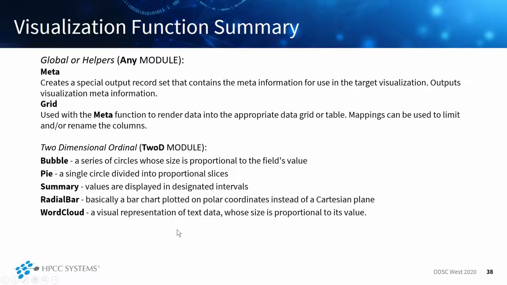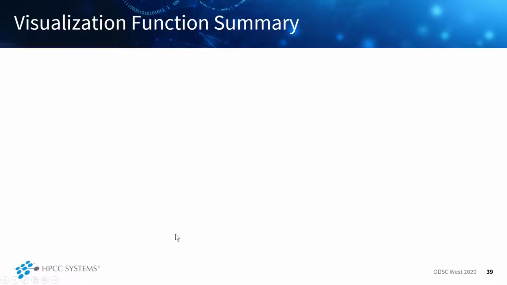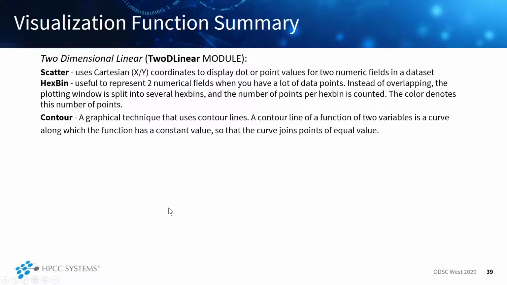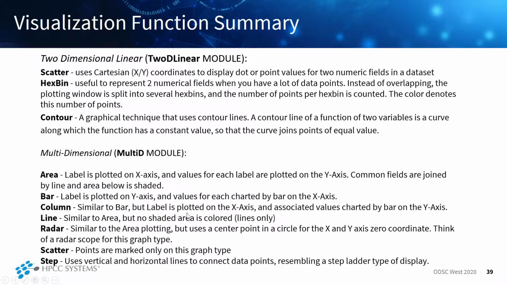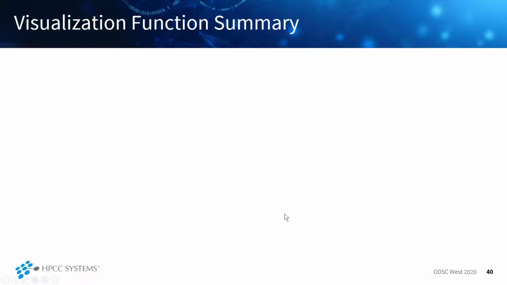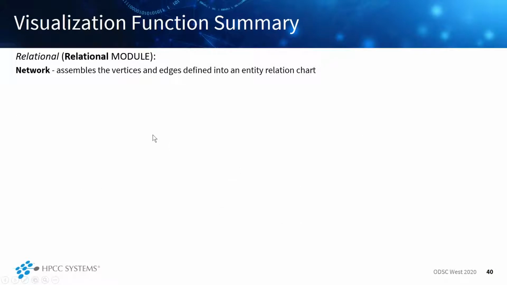All right, so real quickly, there's some base stuff for visualization that's used by other types of graphs. You have bubble graphs, pie charts, summary charts, radial bar, word clouds. You can do scatter graphs, in hex bin format, a contour format, multi-dimensional area, bar, column, line, radar, scatter, step charts. Network, relational, like you can have a bubble graph where you can have, here is my person's file, and it's related to this data called my vehicles file, that's related to a licensing file, and it will draw a visual chart based on the relationship between the entities.